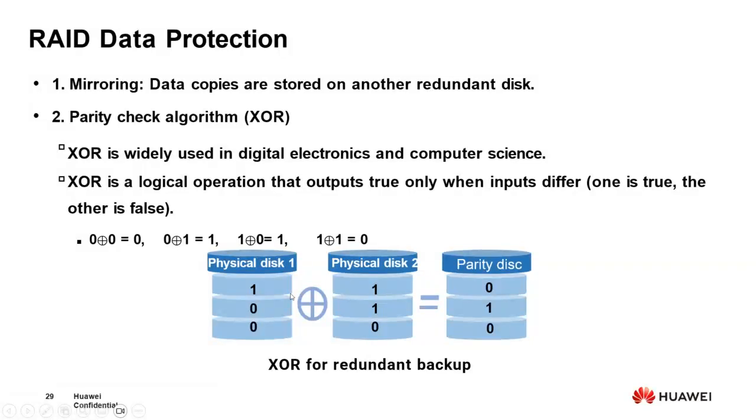So let's look at this. You have 0 XOR 0 is 0. 0 XOR 1 is 1. 1 XOR 0 is 1.